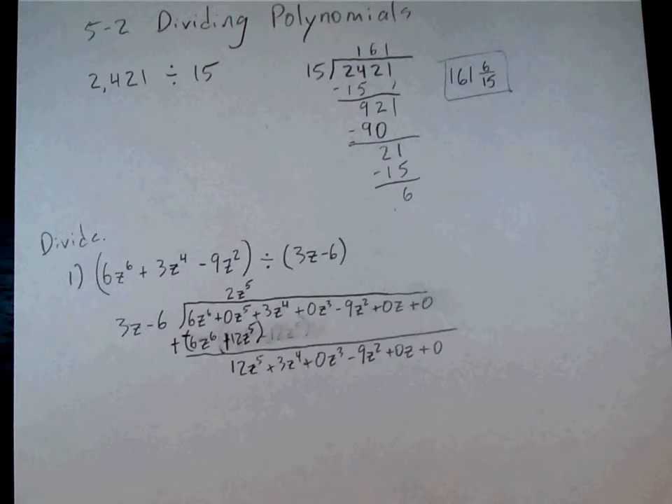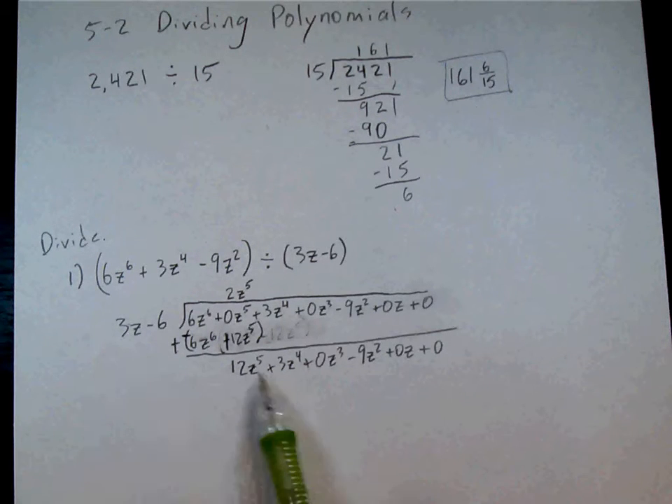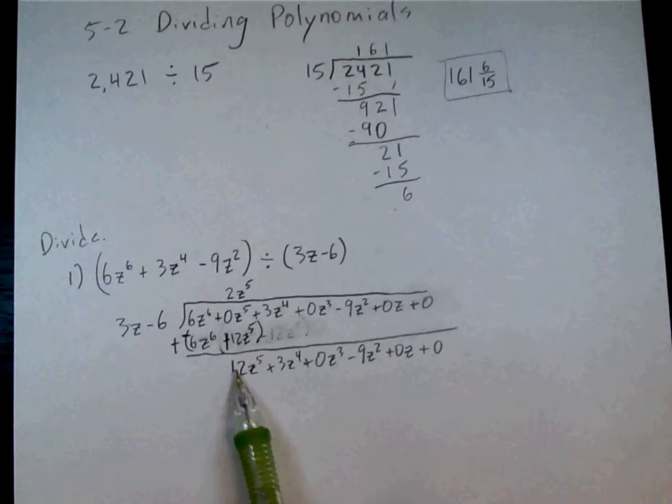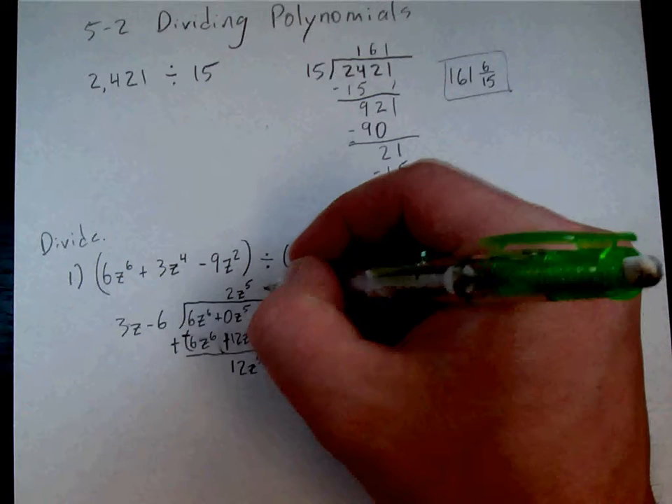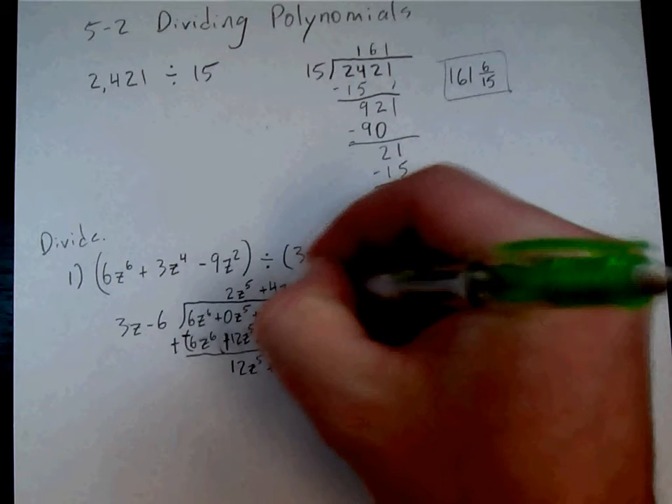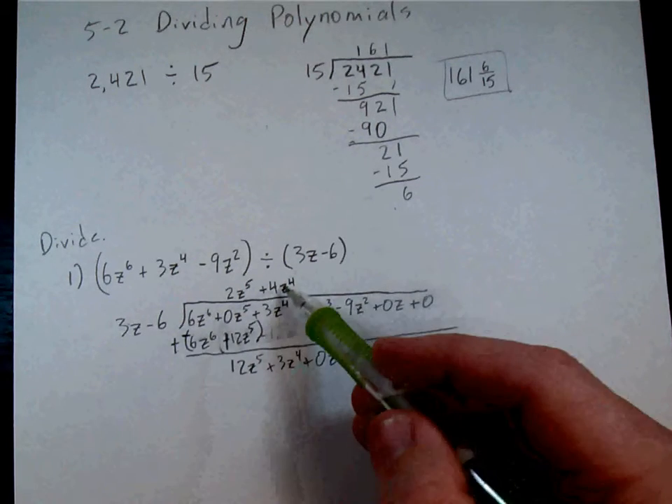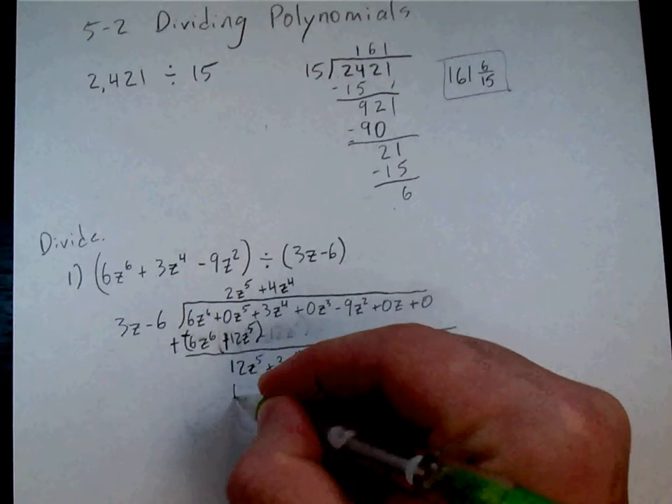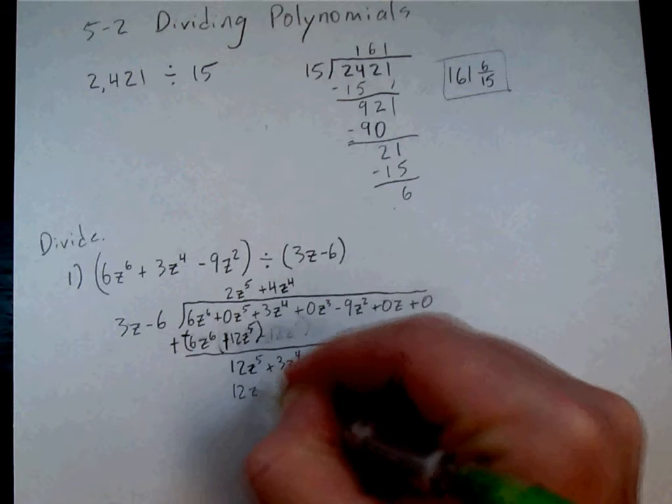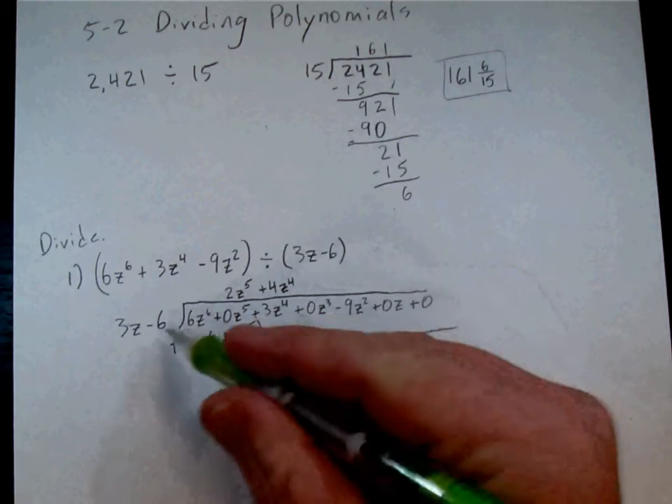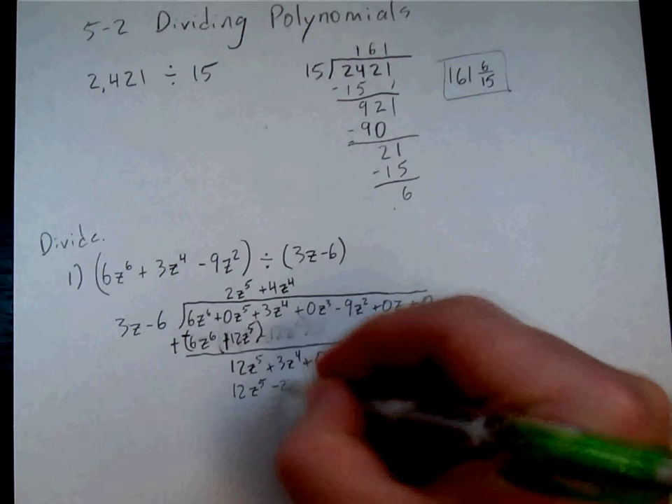And now we repeat the process. How many times does 3z go into 12z to the 5th? Well, when you multiply a 4 and then z to the 4th, so positive 4z to the 4th. So now I'll take that, the 4z to the 4th, and I'll distribute to that polynomial. So 4 times 3 is 12, and then z to the 4th times z is z to the 5th. 4z to the 4th times negative 6 is negative 24z to the 4th.